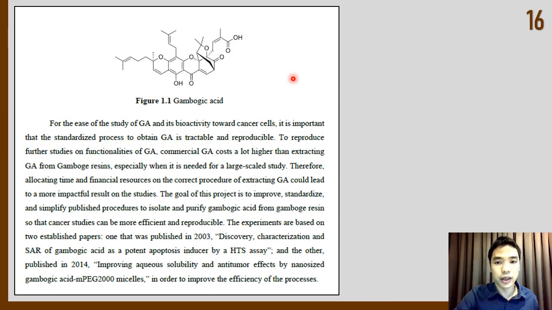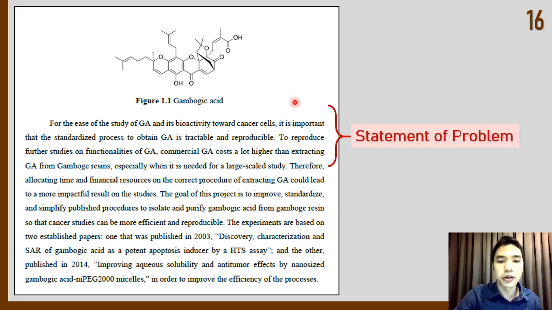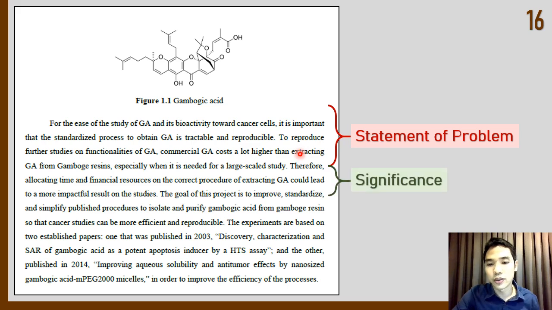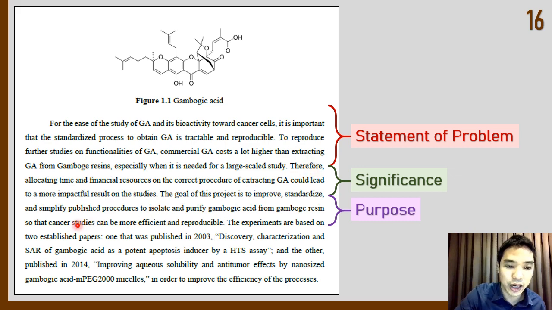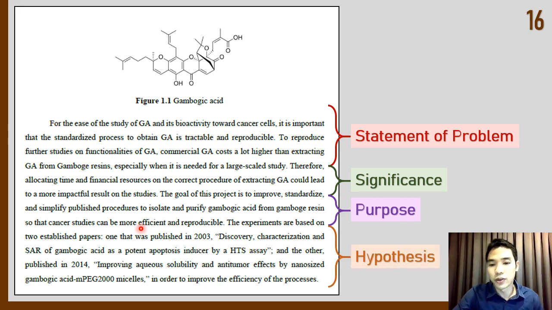So after you have done with the introductory paragraphs where you give out important information as a background of the research for the readers, you then need to focus on the statement of the problem. Here in this particular example, the author is saying that the gambogic acid is very expensive, and this could be extracted from gamboge resins. So the significance of the work is it could give impactful results on the studies, and the purpose of the study is probably to get the cancer studies to be more efficient and reproducible by getting a large amount of gambogic acid this way. So they have some hypothesis that if they use the procedures from these two works, they might get a better extraction yield in this process.